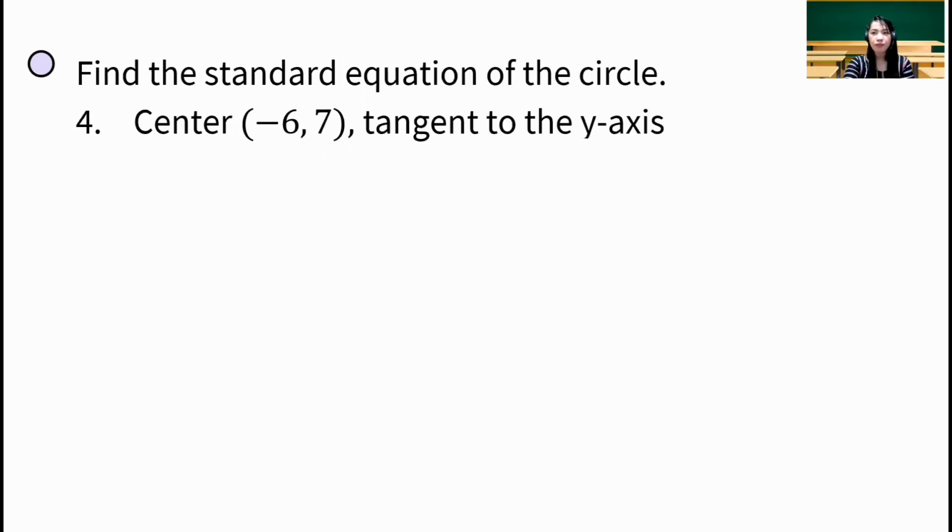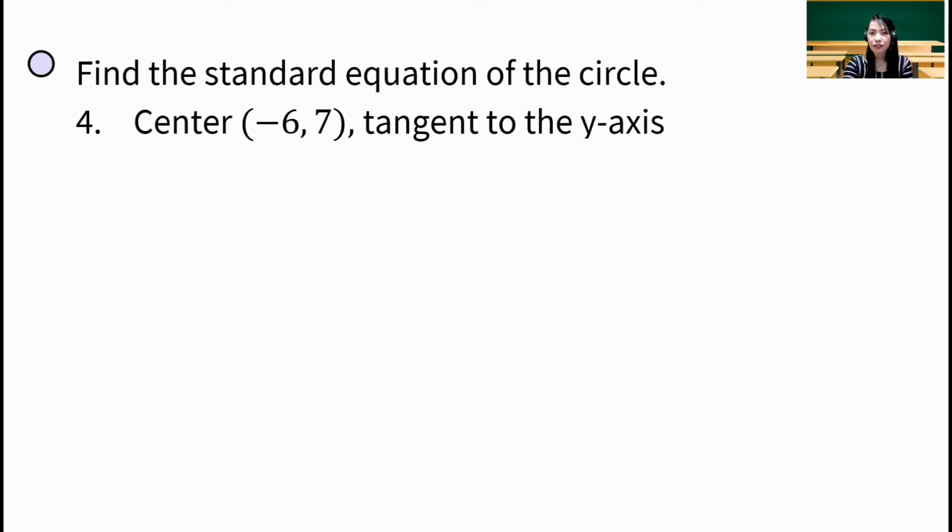Number 4, find the standard equation of the circle given the center -6, 7, tangent to the y-axis. In this given problem, there is no radius given. The given is only the center, -6, 7, and the clue is that the circle is tangent to the y-axis. When you say tangent to the y-axis, a point on the circle touches the y-axis.